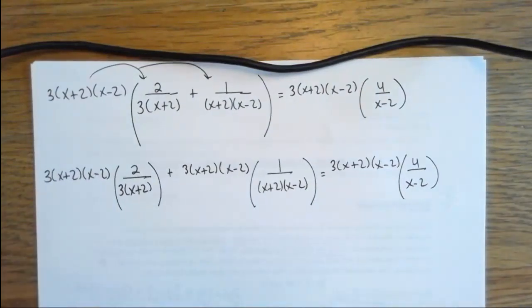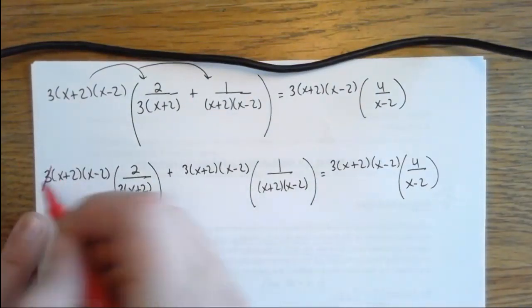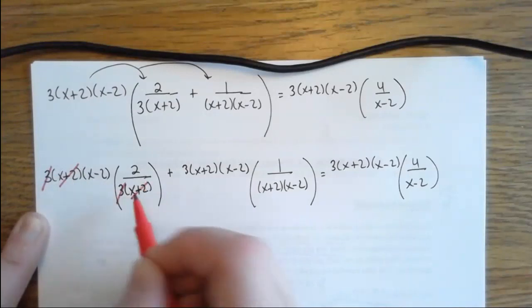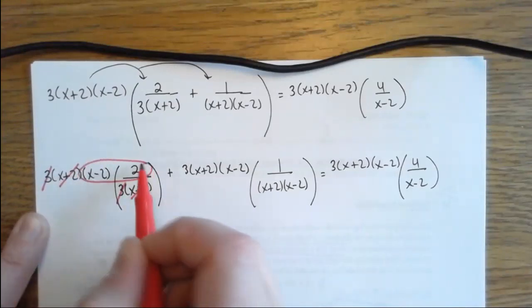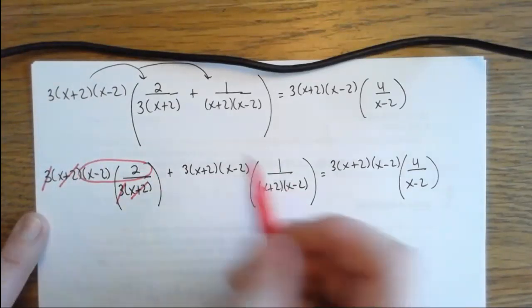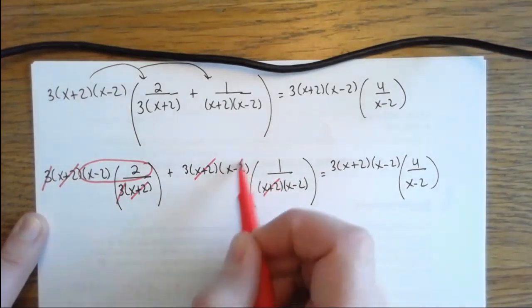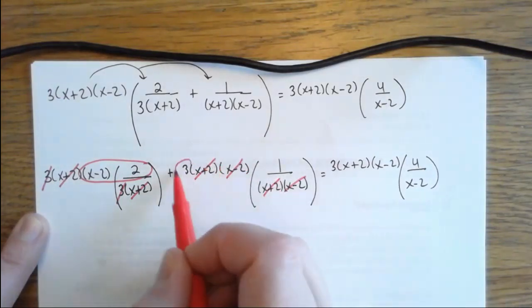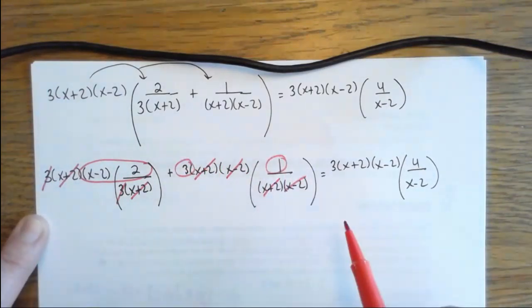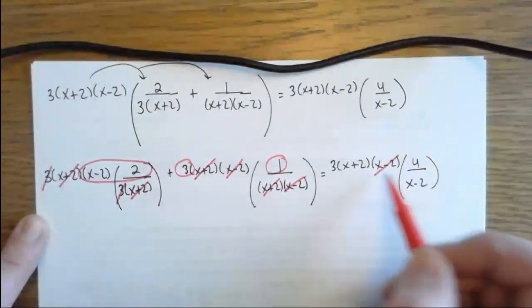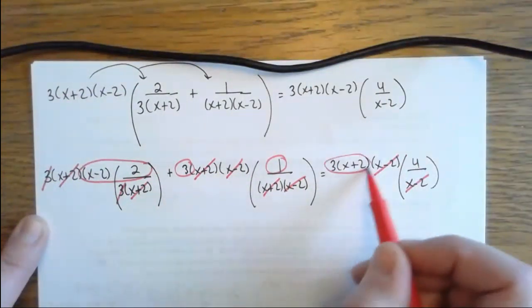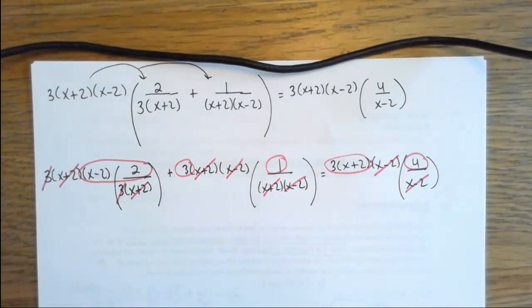And I'm going to start canceling. So notice on the left here, I have a 3 in common and an x plus 2. So I only have this part left. Moving over, the x plus 2 and the x minus 2 cancel. So I have a 3 being multiplied by a 1. And then the last piece, I just have an x minus 2 that cancels. So I have this and this left over. And we're going to multiply what's left.